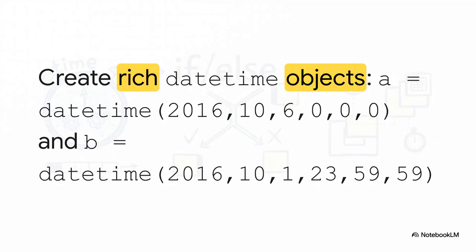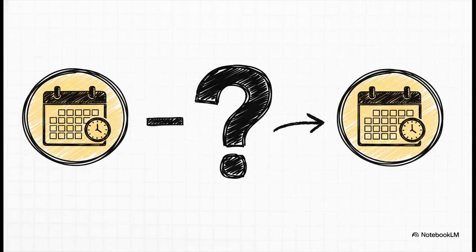Look at this. We're not just storing a bunch of numbers here. We're actually creating two datetime objects, a and b. You've got to think of each one as this rich, intelligent thing that knows exactly what it is. It knows it's a year, a month, a day, an hour, all the way down to the microsecond. It has context. So what do you think happens when we do something as simple as subtraction on these things? I mean, when we ask one of these smart objects, hey, how far apart are you from that other one? What kind of answer do we even get?